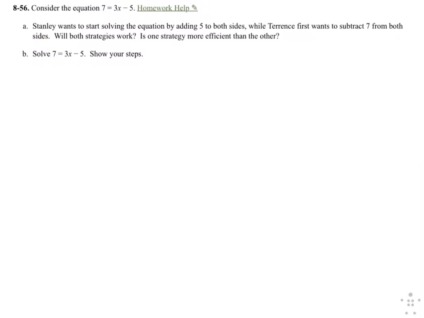Okay, for A, we have this equation, right? 7 equals 3x minus 5. And one person wants to add 5 to both sides, and the other wants to subtract 7. So let's just work it out, right? I mean, clearly you're allowed to add 5 to both sides of an equation, and clearly you're allowed to subtract 7 from both sides of an equation. So both our strategies would work.